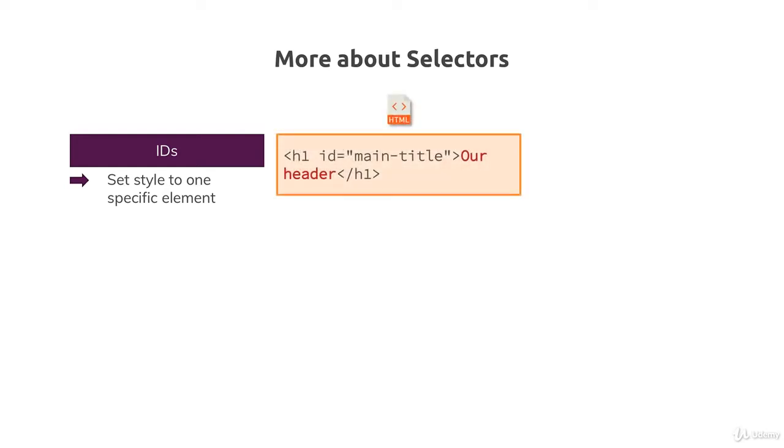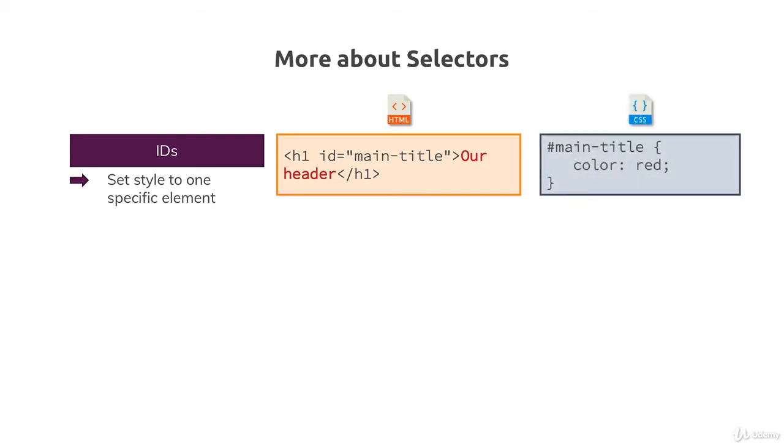Here we have an H1 tag with an ID, main title in this case. The ID, of course, can be anything you want. And then in CSS, you would target it by adding a hashtag in front of the ID name. And then again, you define the rule, so the declarations for that rule to be precise. And this would turn this text red in this snippet here.